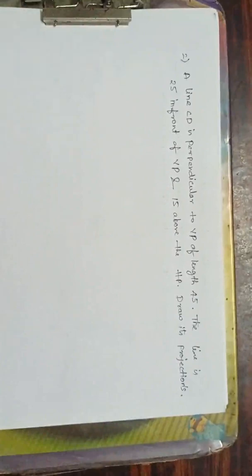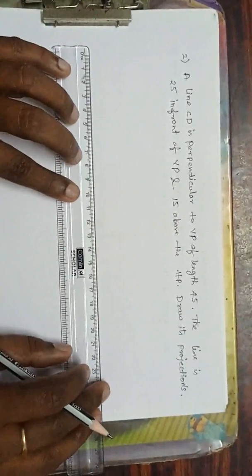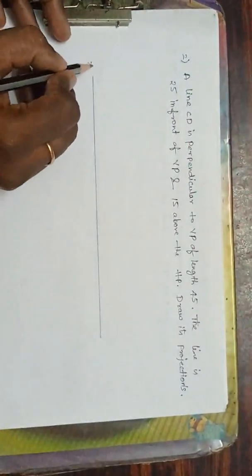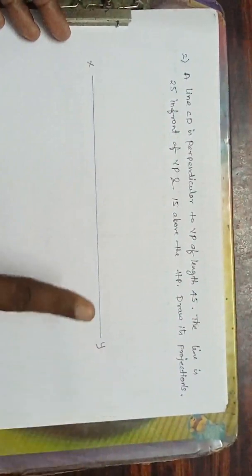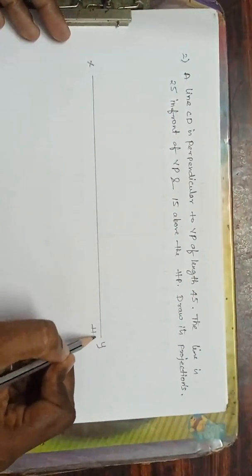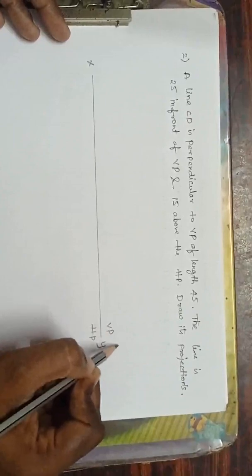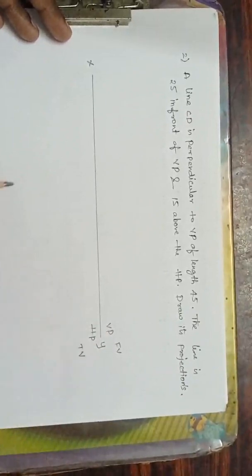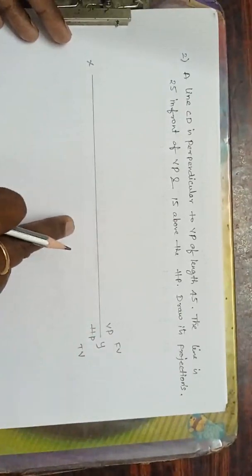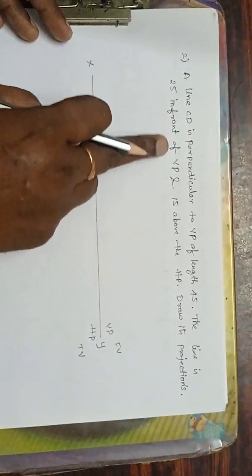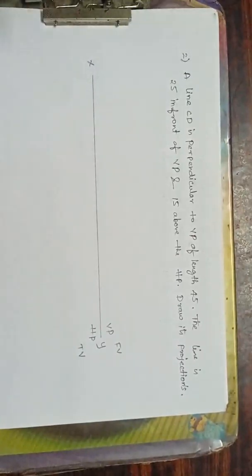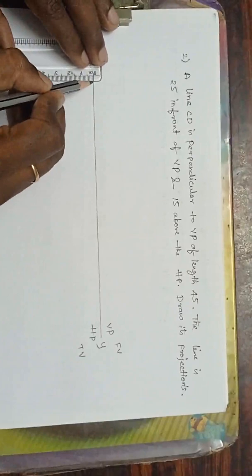Right? First, what to do? I'll draw the XY line. This is the reference line, XY. Next, immediately I have to write this is HP, this is VP, this is front view, this is top view. Next, our first step is to draw the gaps. What he has given? 25 in front of VP. Immediately draw this one in the HP. So that is 25.